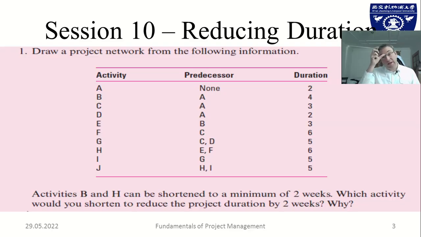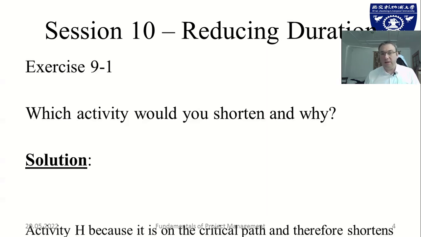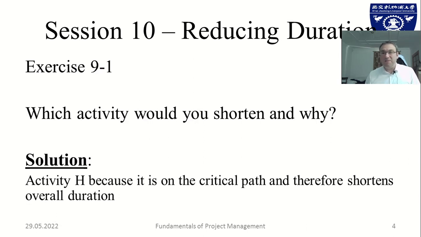So when we were looking at the whole project, this is the first example I gave students, and the first task was obviously to draw the activity network for the project and then look at which activity you would want to shorten. The hint was activities B and H can be shortened to a minimum of 2 weeks. So the question is now, which activity would you shorten? When drawing the activity network, you see that H is the only one that is on the critical path. So it doesn't make sense shortening other activities that are not on the critical path because they do not contribute to shortening the actual project.